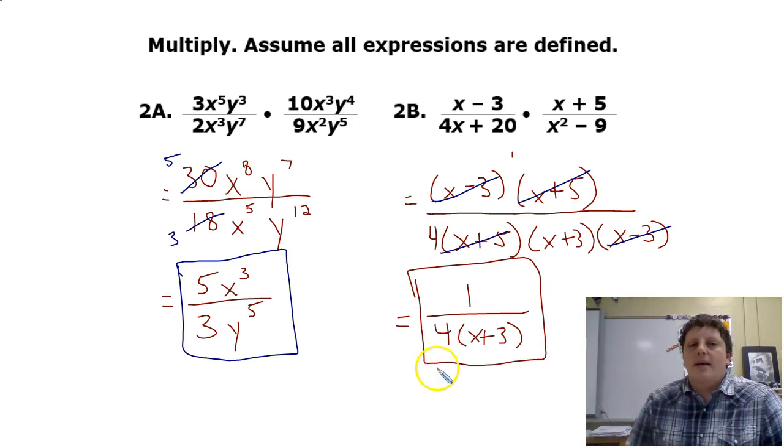And I'll go ahead and say we are assuming that all expressions are defined, which means that in these examples, I'm not asking you to look for excluded values for x or y. I'm not asking you to tell me what they can't be. I'm just asking you to multiply them, and that's all I want you to do.